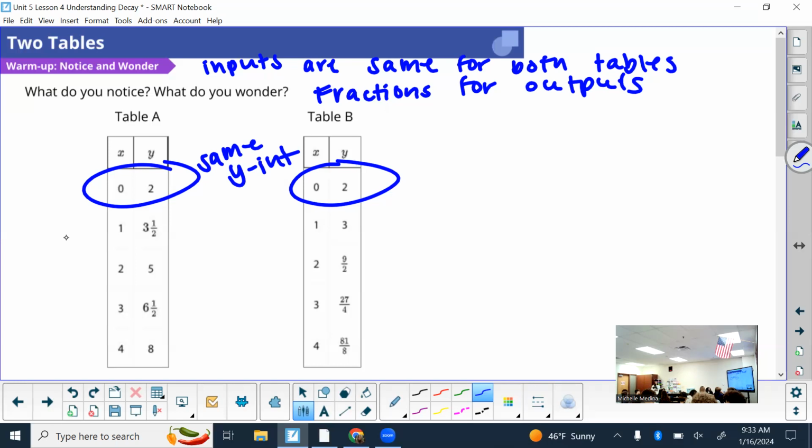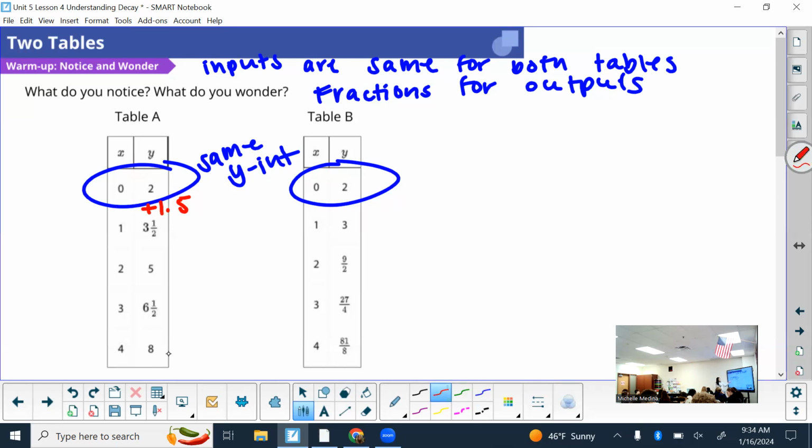Table A. Okay, wait, are you listening real quick? Tell me one way that I could go from 2 to 3.5. What could I do? 1.5. You could add 1.5, right? See if that continues throughout. So that's a good way to be able to find a pattern. See if what you do to one set of outputs can be done to get the rest of them.